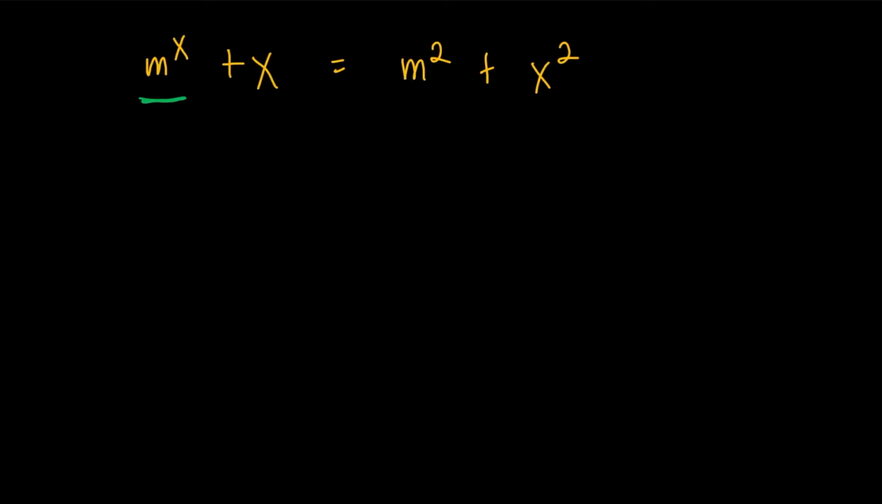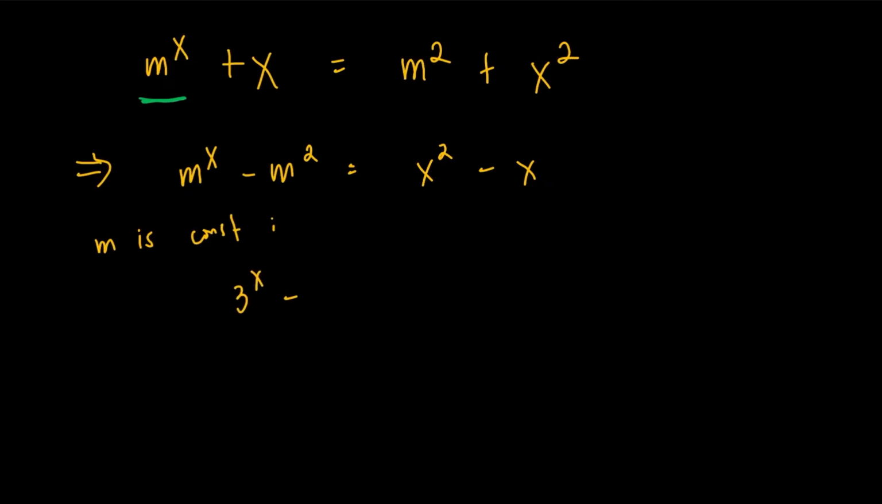So, I'm going to write this a little bit differently for now. I'm going to write it as m raised to x minus m squared equal to x squared minus x. And let's just try to make m constant for now. If m is constant, let's just say 3, for example, then 3 raised to x minus 9 is going to be equal to x squared minus x.